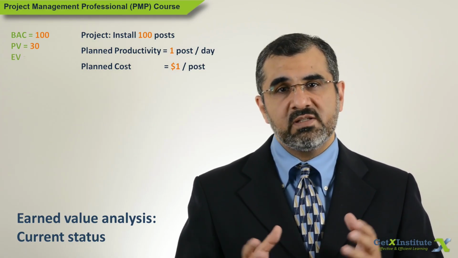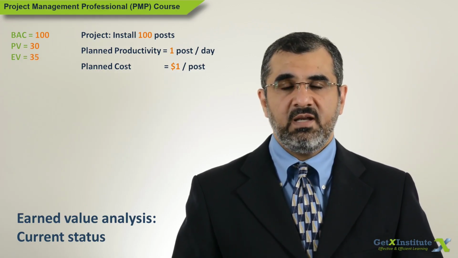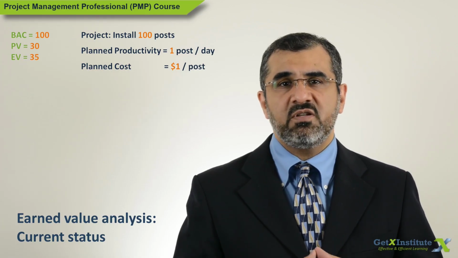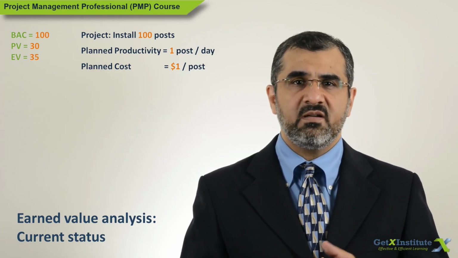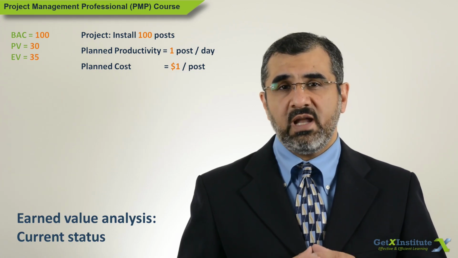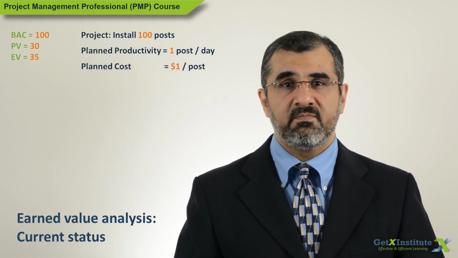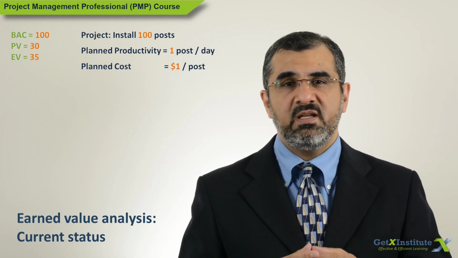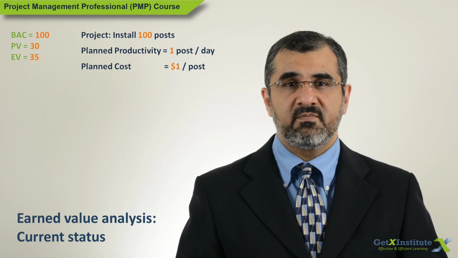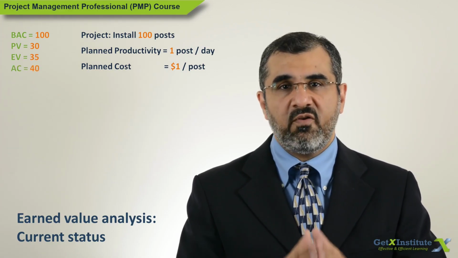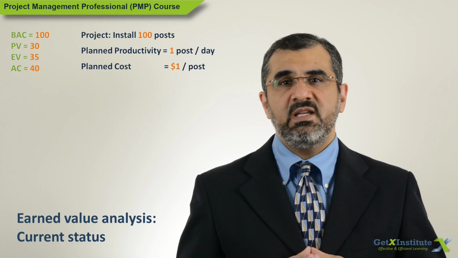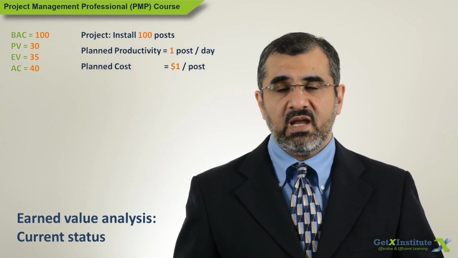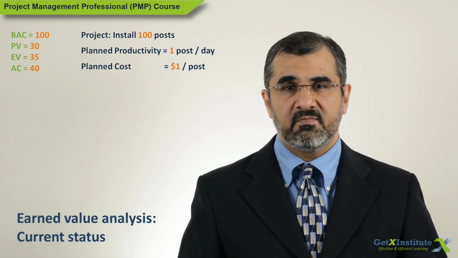So EV equals 35. Next, the project manager added up the receipts and vouchers for all the expenses that were incurred and found that total actual spend was $40. This is called AC, or actual cost, or the total money spent till the status date. So AC equals 40. Now with these last three pieces of data, the project manager can perform variance analysis.